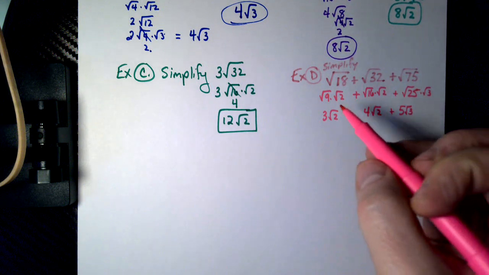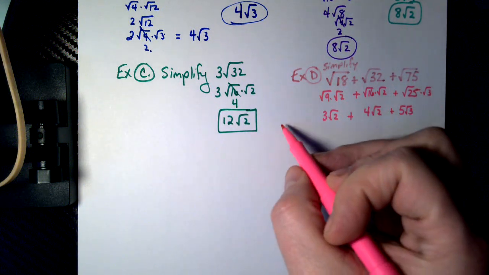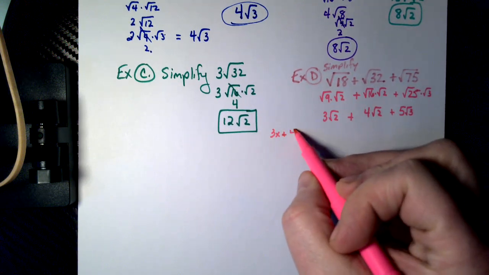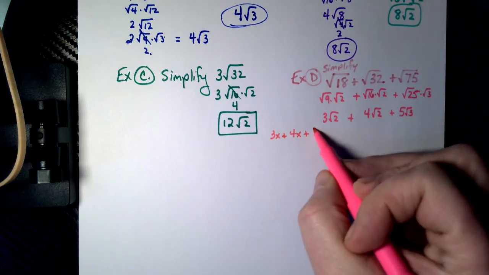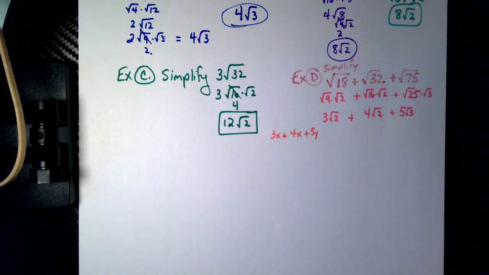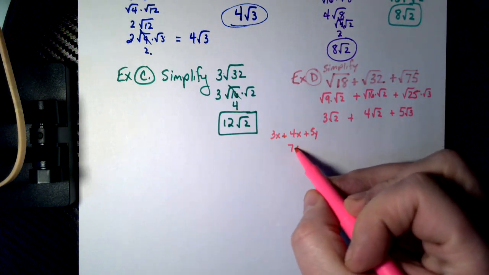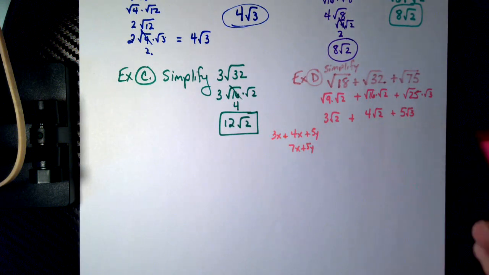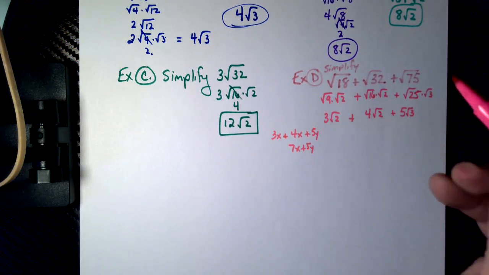It's almost the same idea as if I said 3x plus 4x plus 5y, and I said combine like terms, your answer would be 7x plus 5y. It's the same logic here. I can only add or subtract like radicals.